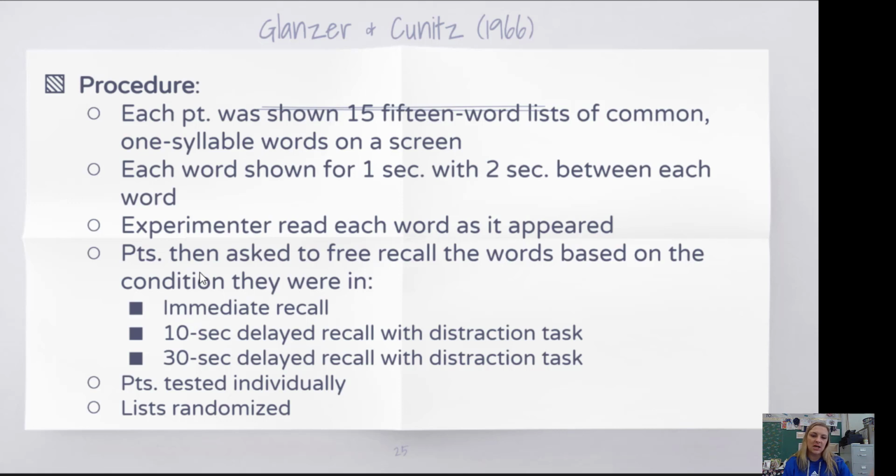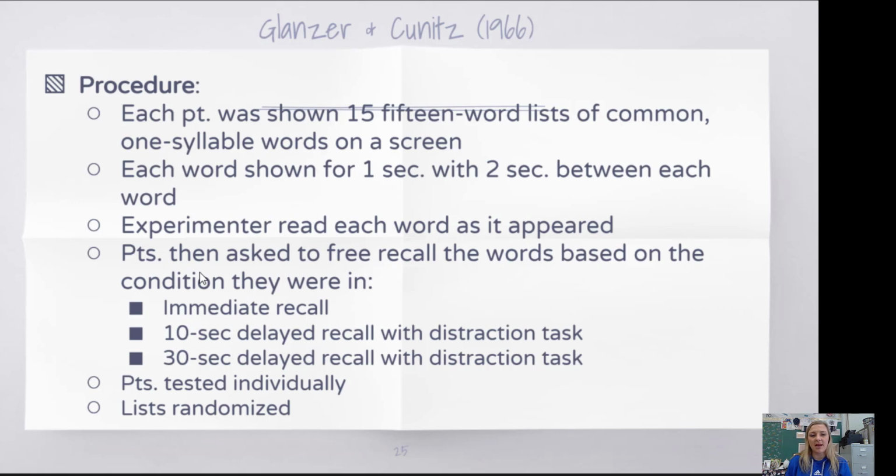They were shown these lists on a screen, and they were shown each word for about 1 second, and then there were 2 seconds in between each word. So it would flash a word on the screen for a second, then it would go black, then another word for a second, then black for 2 seconds, then another word, and so on and so forth. While the words were flashing on the screen, the experimenter also read the word. So the participant was reading it on the screen and hearing it.